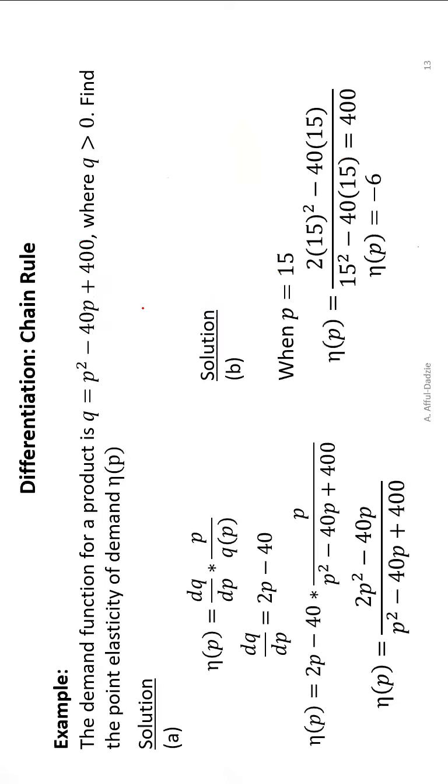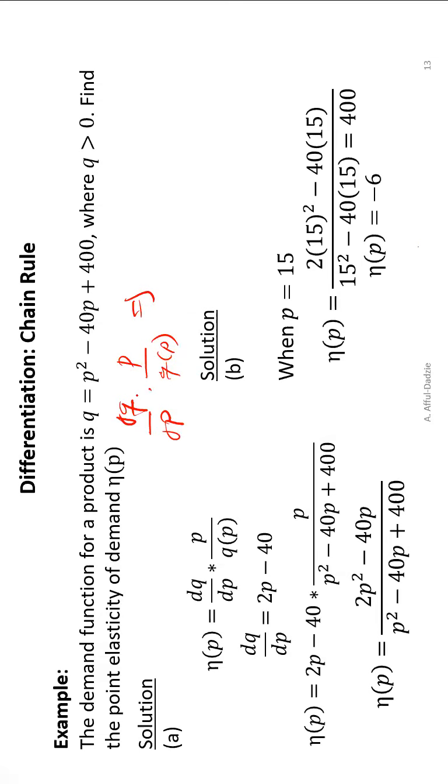So suppose we have a typical example: the demand function for a product is Q equals P squared minus 40P plus 400, where the variable is P. That's why in the expression we wrote Q with respect to P. It says find the point elasticity of demand. We have derived the expression dQ/dP multiplied by P over Q, which is quantity with respect to price.